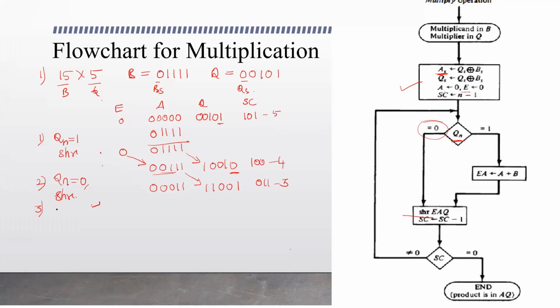Next, the third step, again check Qn. What is Qn? It is 1 here. So we need to add B. When Qn is 1, we add.